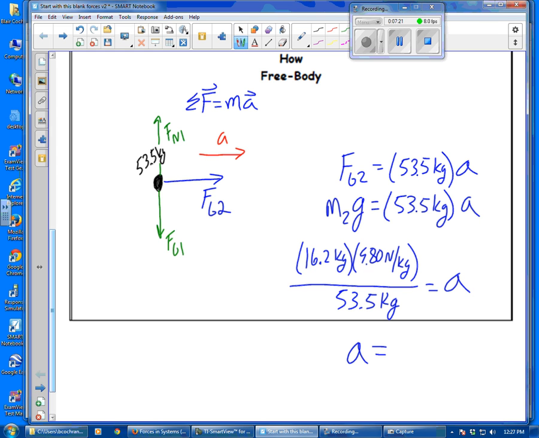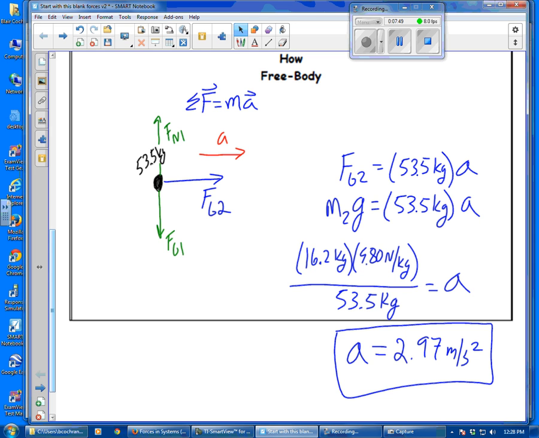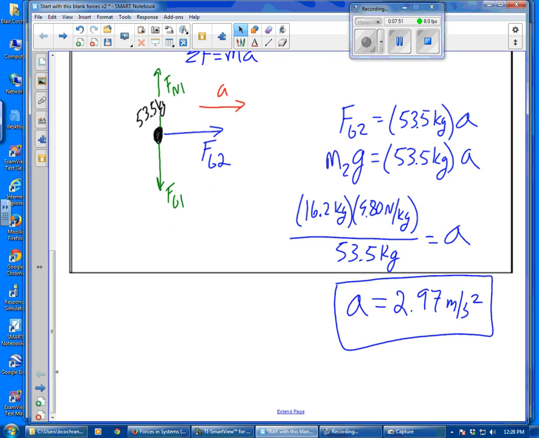And I get an A of 2.97 meters per second squared. Good? Alrighty. Let's move on down a little bit.